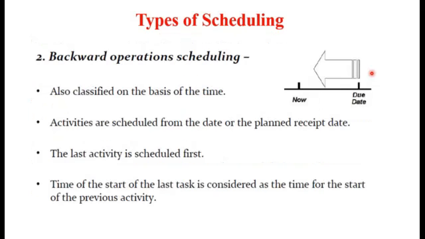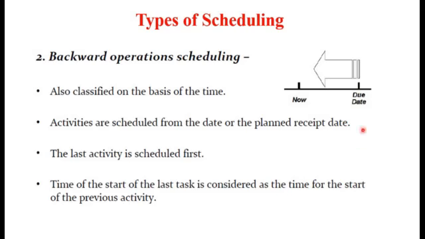The second type is backward operations scheduling. Now here we can see that we start at the due date and go backwards. It is also on the basis of time. Then activities are scheduled from the due date or the planned receipt date.